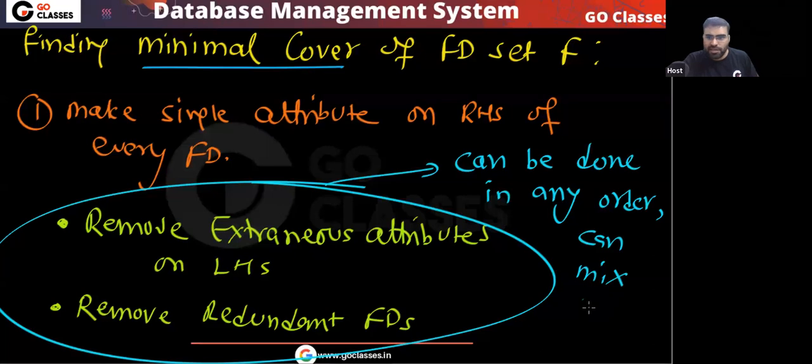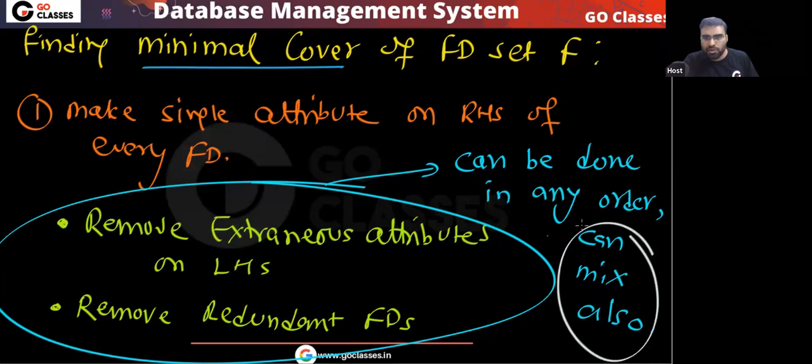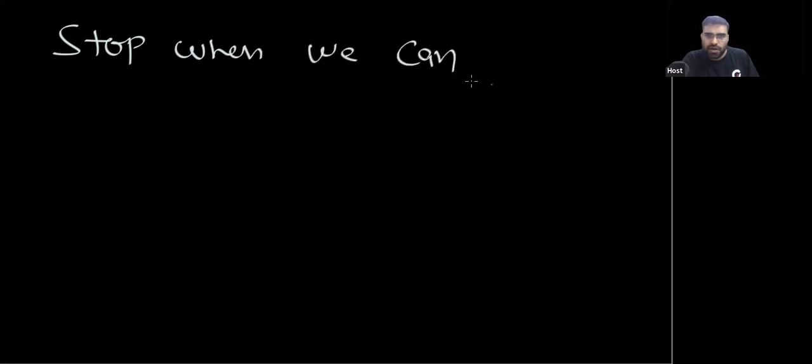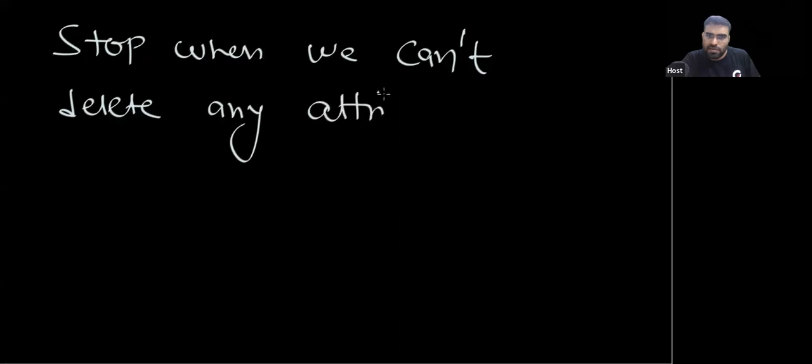But what is our ultimate target? So when to stop? You can mix also, but when will you stop? This is my question, right? Stop when nothing is redundant. Stop when we can't delete any attribute and any FD.